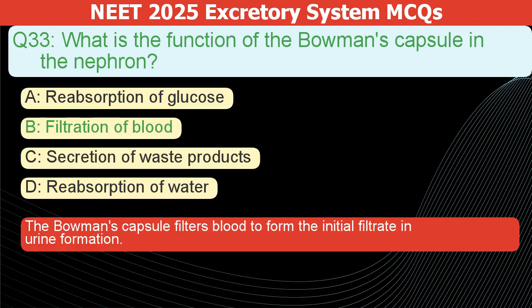The correct answer is B. The Bowman's capsule filters blood to form the initial filtrate in urine formation.